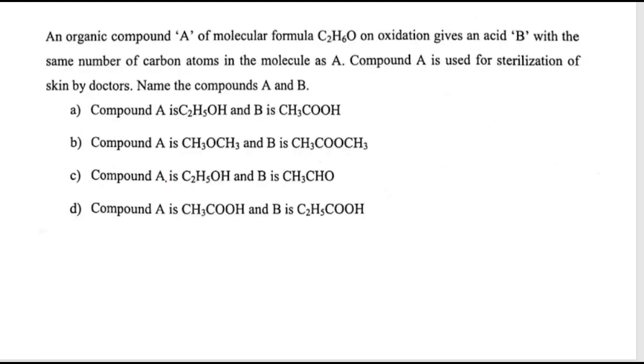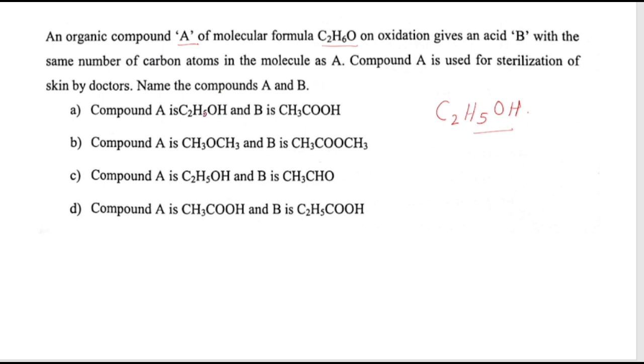An organic compound A of molecular formula C2H6O. Whenever you see C2H6O, it is C2H5OH, ethyl alcohol. On oxidation it gives an acid B with the same number of carbon atoms in the molecule as A. Compound A is used for sterilization of skin by doctors, that is ethanol. Name the compound A and B. So, compound A is ethanol because it is the one with the formula C2H6O and also it is a sterilizing agent.